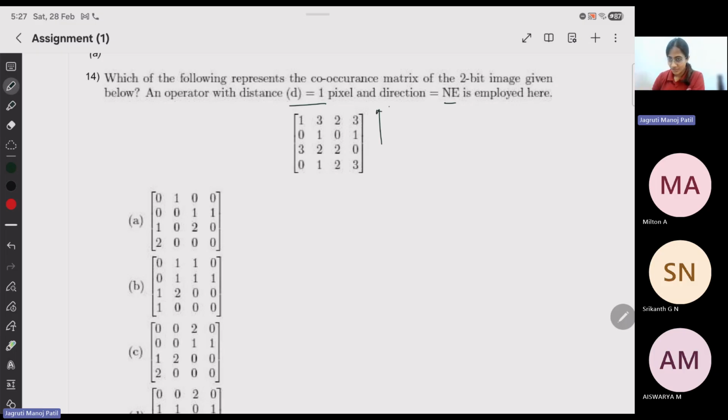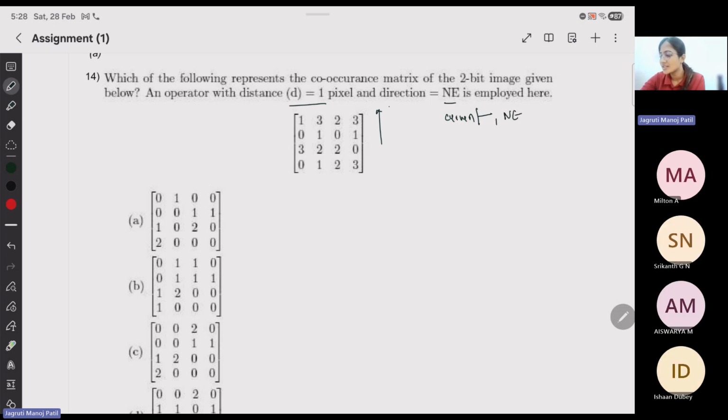Out of the options, always see that if you are looking at a current versus northeast option, or a northeast direction versus current, and you don't have the answer that you're looking for, try taking a transpose of it and see within the options. Now, how to solve this type of question?